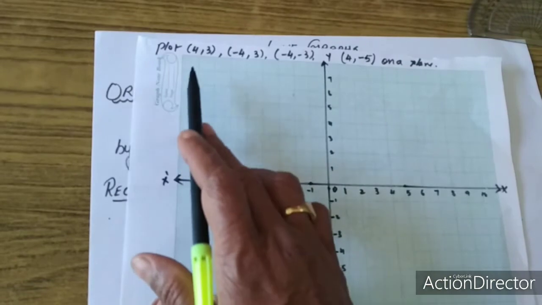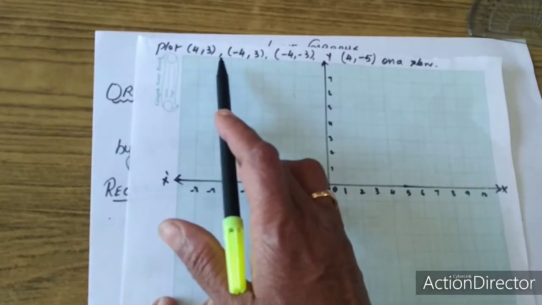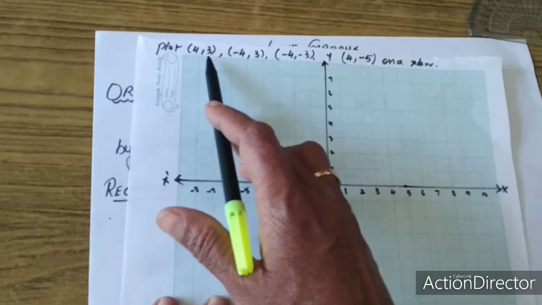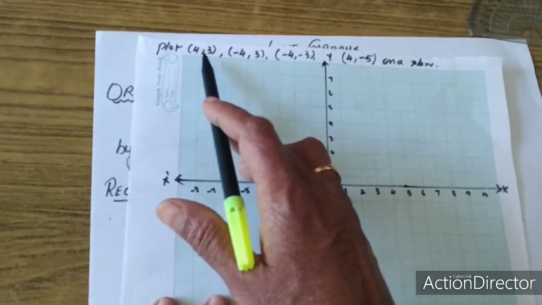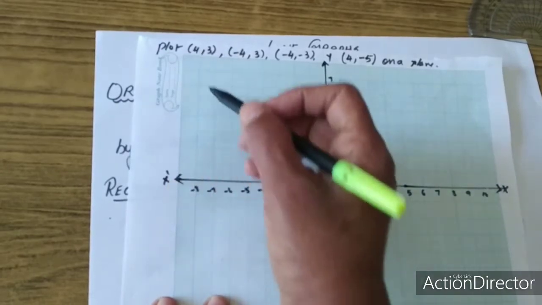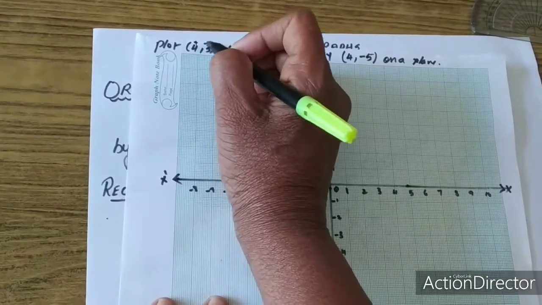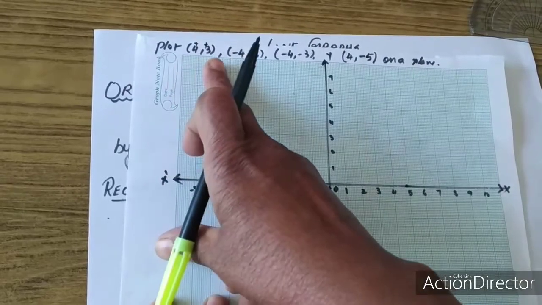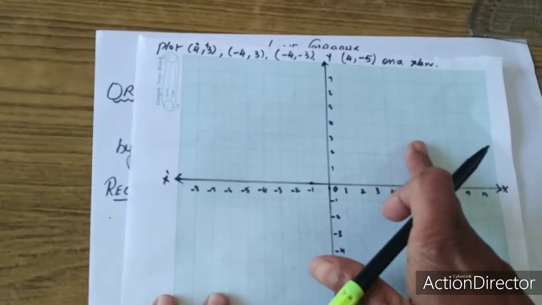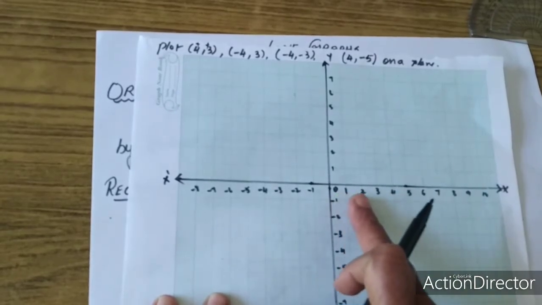Now we are asked to plot (4, 3). First I should decide in which quadrant (4, 3) falls. Here you can observe that 4 is positive and 3 is also positive. Both are positive, so it falls in the first quadrant. So here, first you find 4.